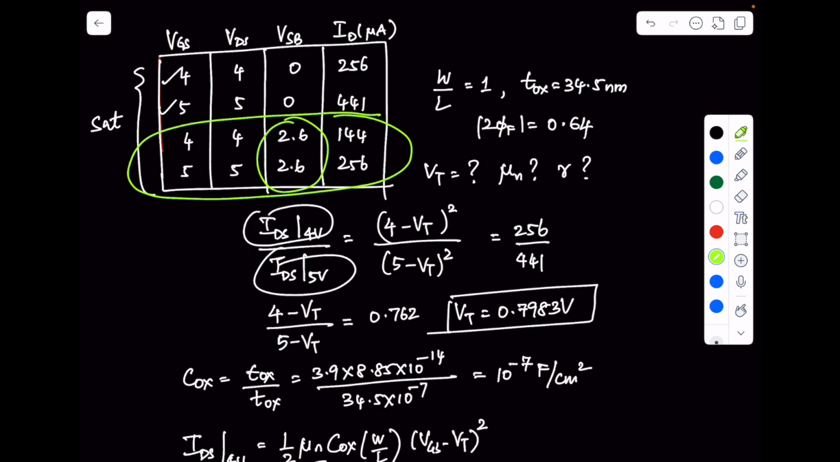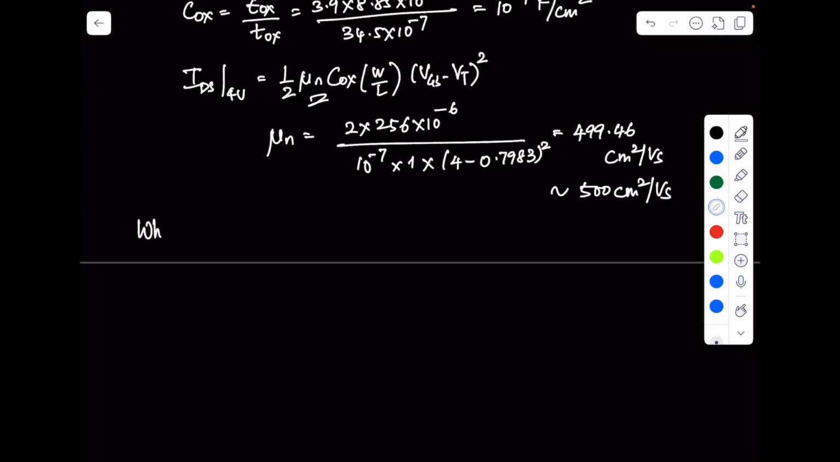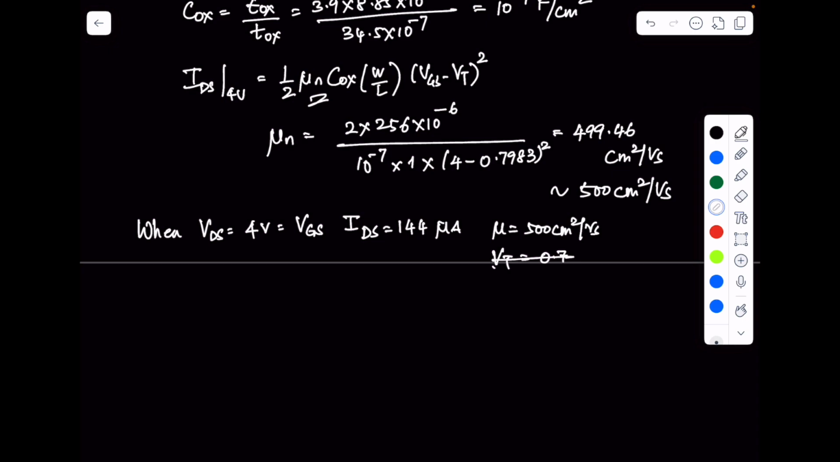Okay? So similarly, or I can use mu. So either I can do this and do this, or once I know mu and Vt, I can use that to find the Vt when a body bias of 2.6 is applied, right? So if I use the third row, that is when VDS is equal to 4 is equal to VGS, then IDS is 144 microamps, right? Now using the value of mu as 500 centimeters squared per volt second and Vt as 0.7, not Vt, you need to find Vt. So using this, I can find the Vt.